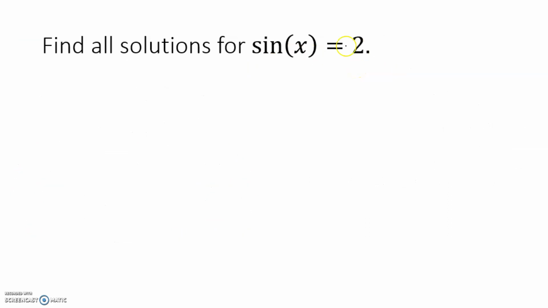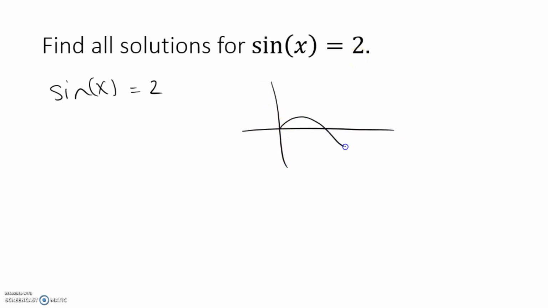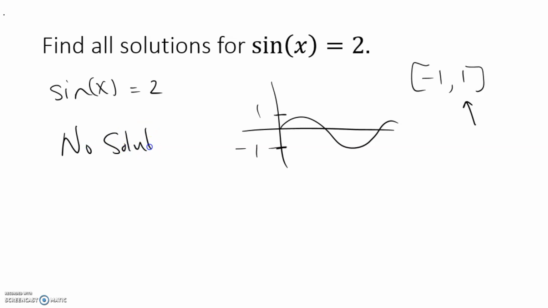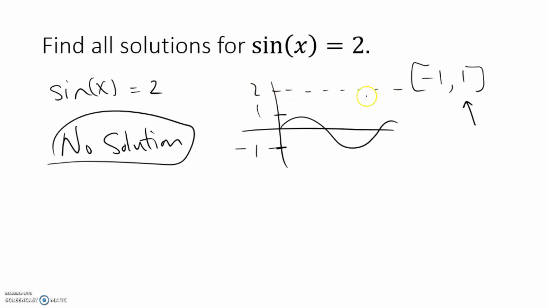All the solutions for sine of x is equal to 2. This is the same situation as cosine when it was equal to 2. Sine starts at 0 and makes this shape right here. It never went above 1, never went below negative 1, so its range stayed between negative 1 and 1. Since this 2 is outside this range, you have no solution, because your graph will never cross at 2. Since you don't have a graph here, you have no solution.